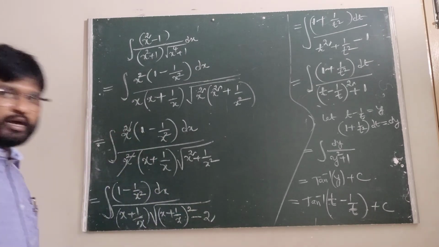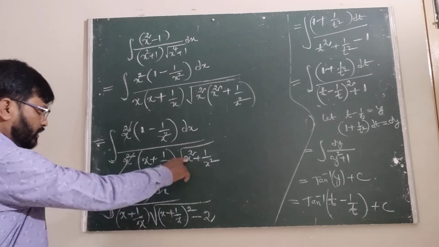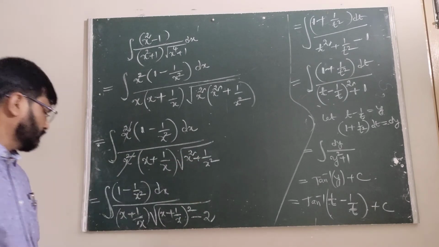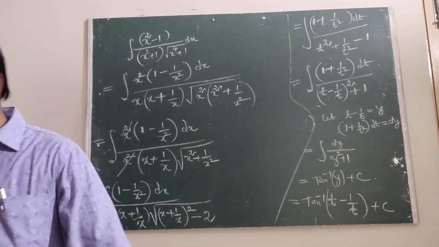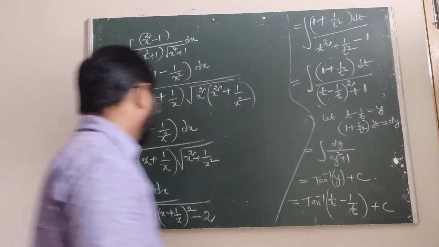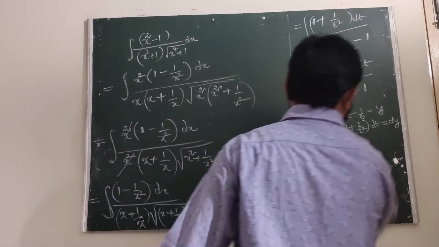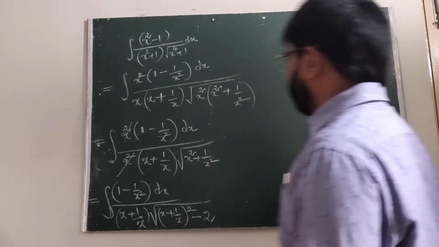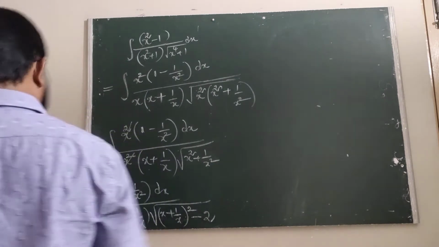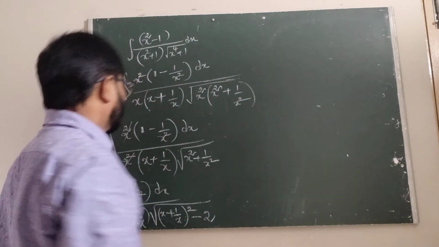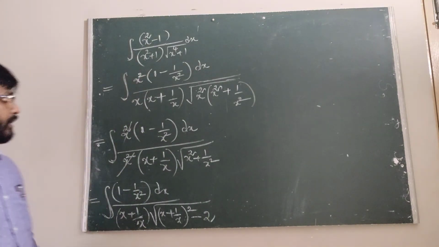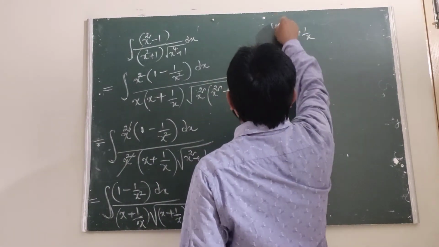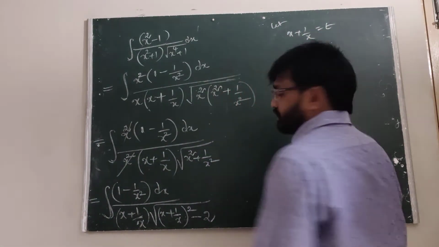Is it clear? How to do this one? a square, b square, plus 2 is there. Plus 2 minus 2 cancel. Therefore, again we are taking x plus 1 by x as t. So here x plus 1 by x is t. Let x plus 1 by x be t.